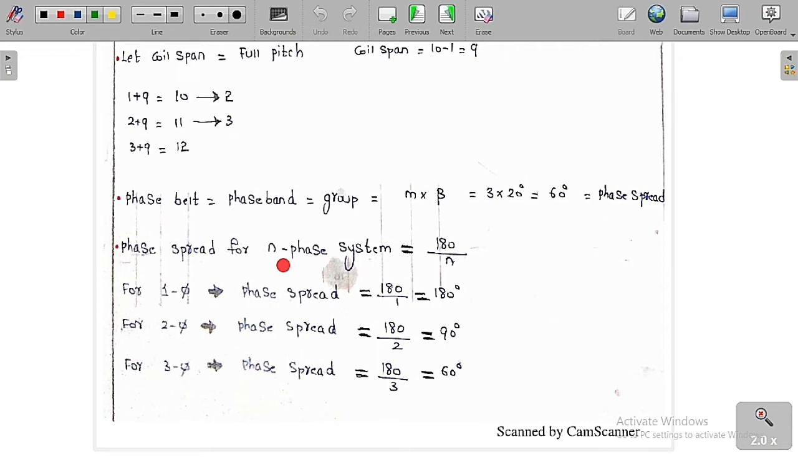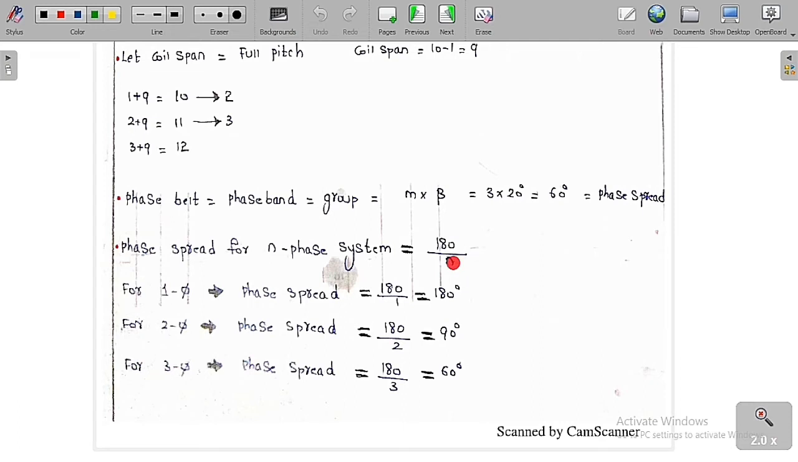For a one phase system, just substitute N equal to 1, and we get 180 degrees. For a two phase system, substitute N equal to 2, and you get 180 by 2, which is 90 degrees. And for three phase, the phase spread is 180 by 3, which is 60 degrees. This is the 60 degrees that we have got for the three phase system. Just now we have seen this case. So this is the general formula that you have to remember.